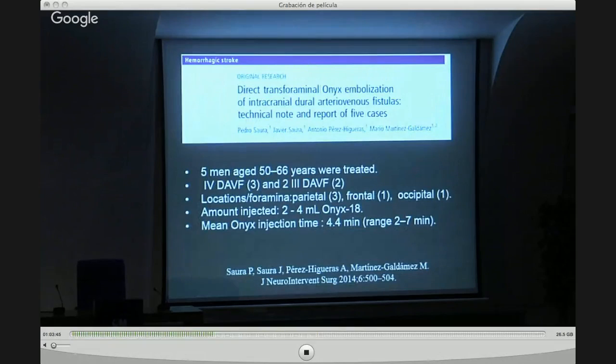We treated 5 patients. 3 patients were type 4 dural arteriovenous fistula, and 2 patients were type 3. Locations were variable. We have 3 parietal foramina, 1 frontal foramina, 1 occipital case. The volume of Onyx was between 2 and 4, and the Onyx injection time was around 4.